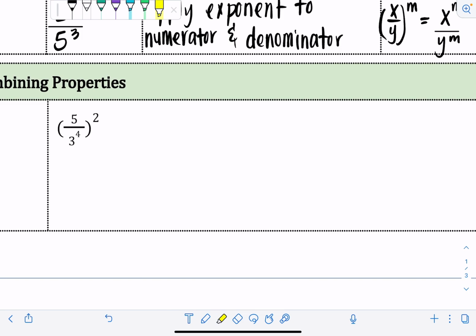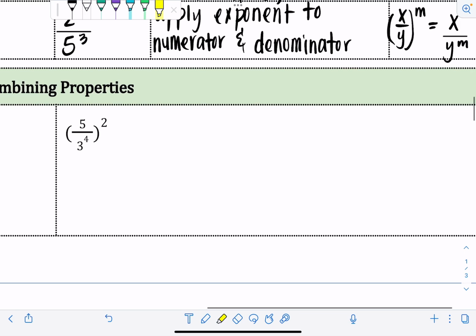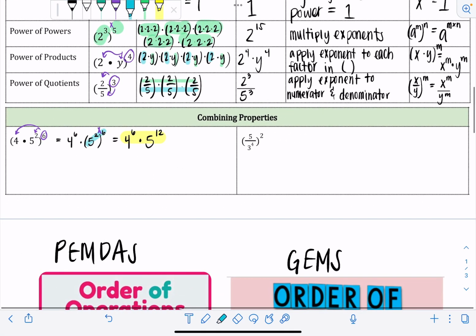Okay, and then the last one, feel free to go back and rewatch any of the examples if you need to. But we have 5 over 3 to the 4th raised to the 2nd power. So I'm actually going to zoom out and look at our properties. So in this one, we have a quotient, which is just a fancy word for something we're dividing. So we have a quotient raised to a power. So we're going to use the power of quotients property right here. And that says that we have to apply the exponent to the numerator and the denominator, so that's what we're going to do.